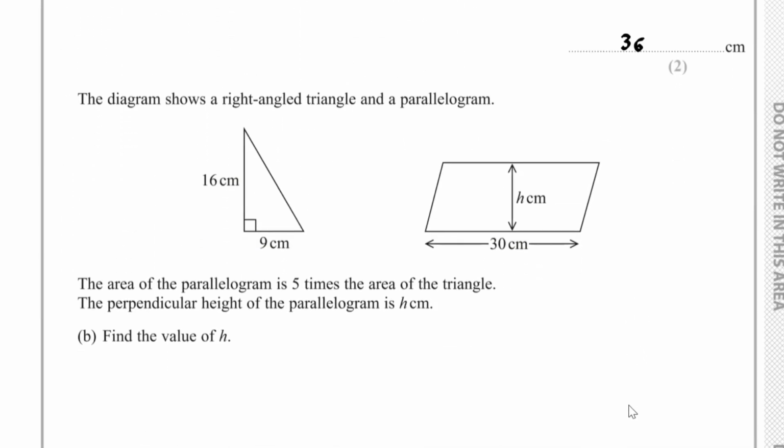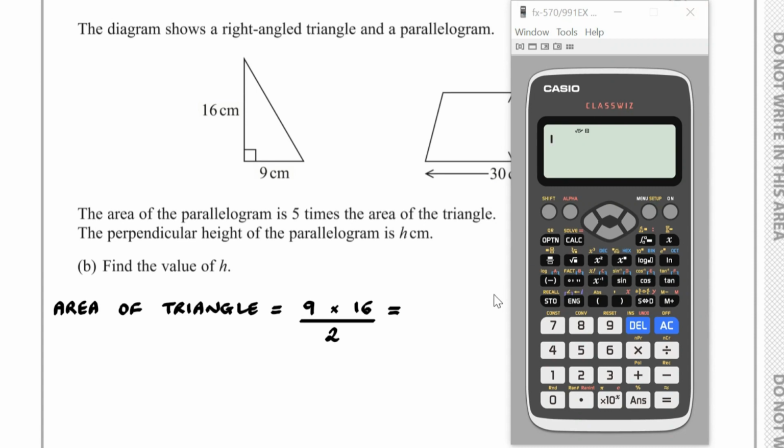Then for part B, the diagram shows a right-angled triangle and a parallelogram. We've got dimensions 9 centimeters and 16 centimeters for the triangle. For the parallelogram, we've got 30 centimeters and h centimeters. The area of the parallelogram is 5 times the area of the triangle. The perpendicular height of the parallelogram is h centimeters. We have to find the value of h.